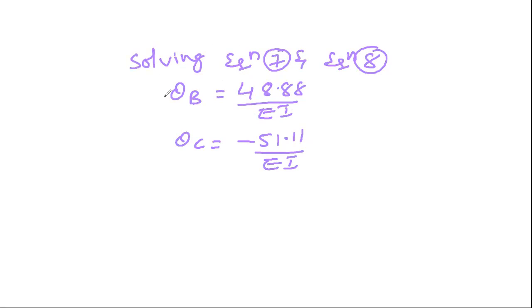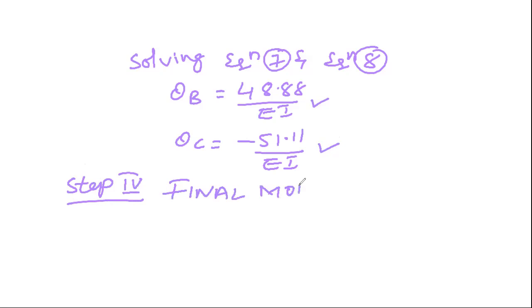At theta B you are having the slope of 48.88 by EI. At theta C you are having minus 51.11 by EI. After obtaining theta B and theta C, what do you have to do? What is our next step? Step 4 is nothing but the final moments. This is our important final step, final moments. How do you get the final moments? Very simple. What is MAB? MAB equals MFAB, again our generalized equation.